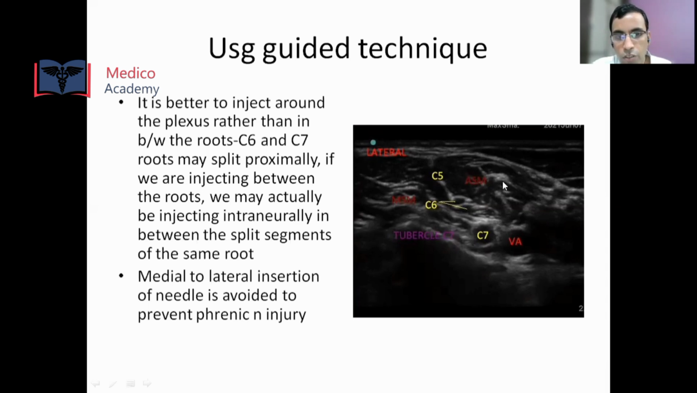Medial to lateral insertion of the needle is avoided because the phrenic nerve, as we know, travels along the anterior surface of the anterior scalene muscle. So it may be encountered and we may inadvertently injure the phrenic nerve.